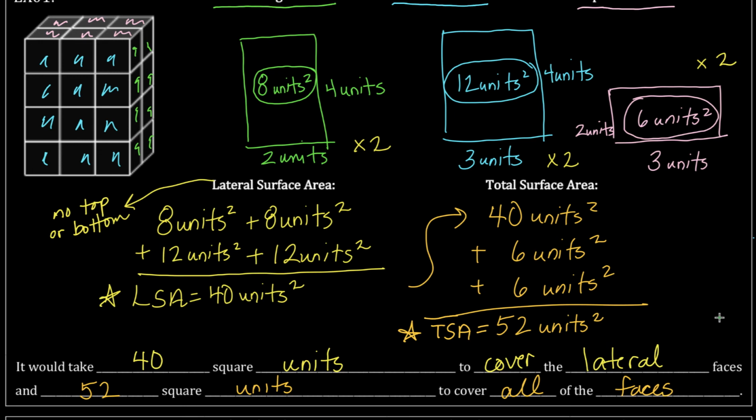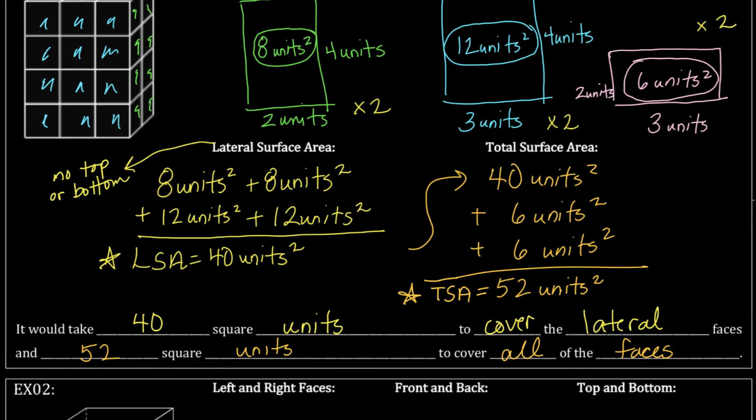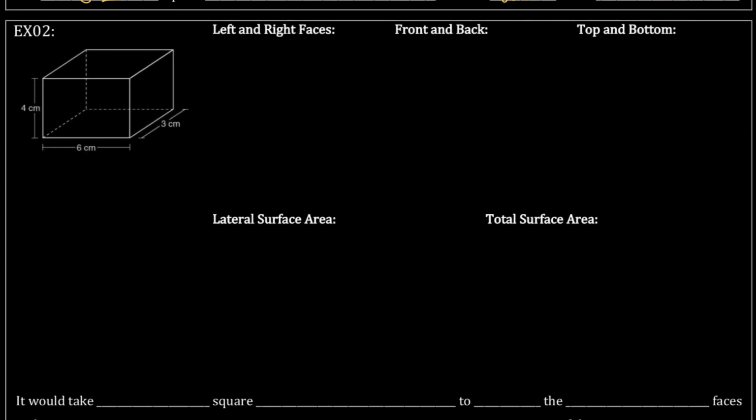So let's go ahead to example number 2. All right, so once again, we're going to find the lateral surface area and the total surface area. In order to do that, we need the areas of the left and right faces, front and back faces, and top and bottom faces. So let's look at the left and right faces. So here's the left and here's the right face. So let's go ahead and draw that.